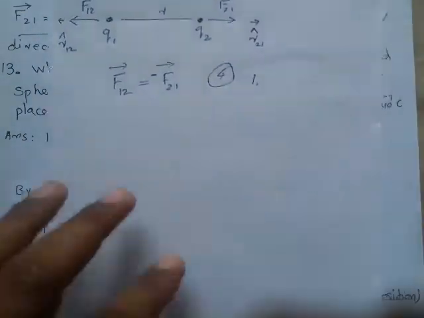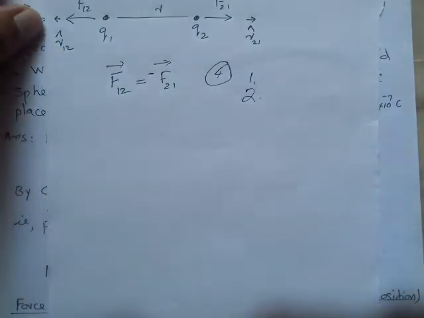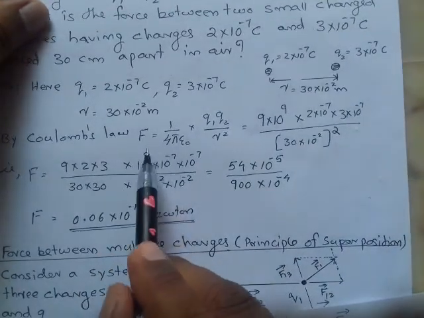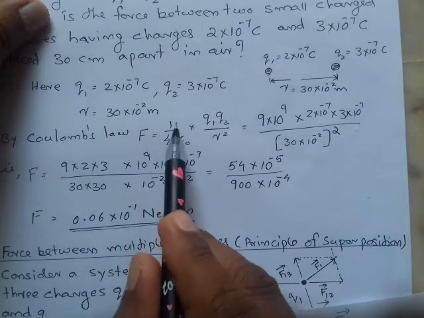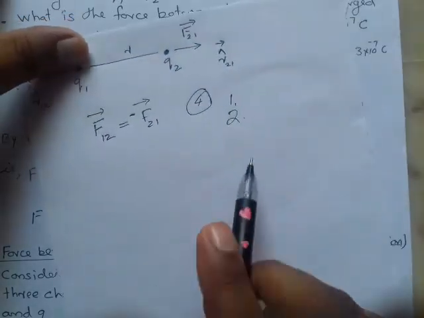Now comes the second step. The second step is writing down the equation. So here is the equation for the force, F equal to 1 by 4 pi epsilon 0 q1 q2 by r square. So that step is also over.